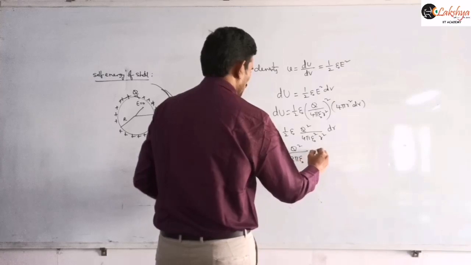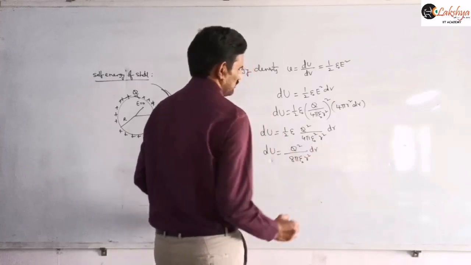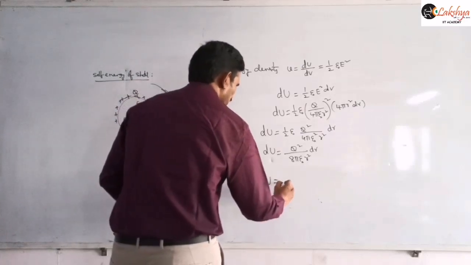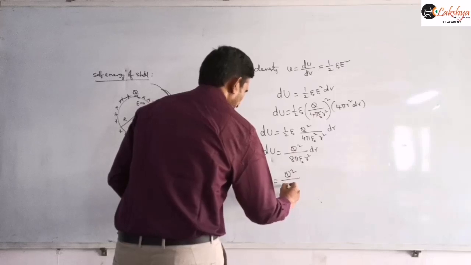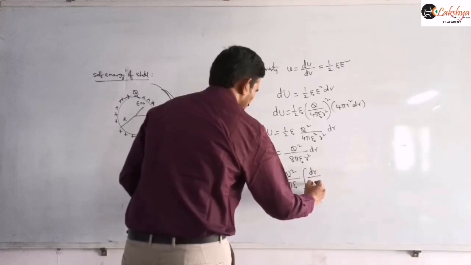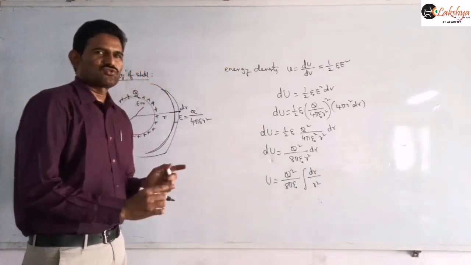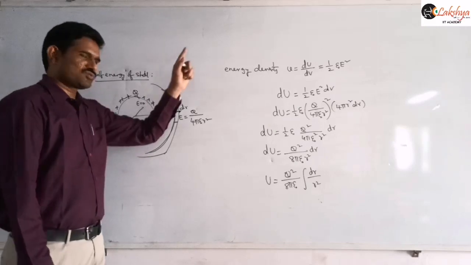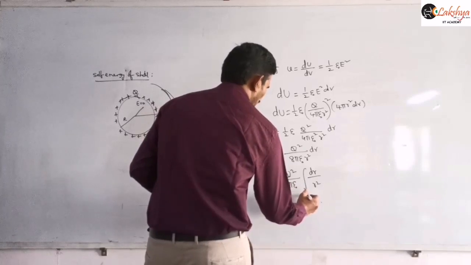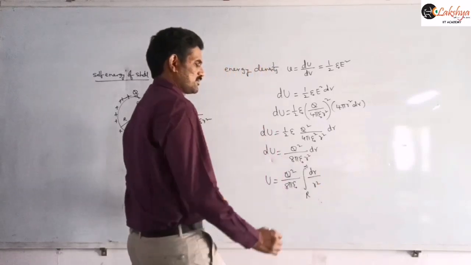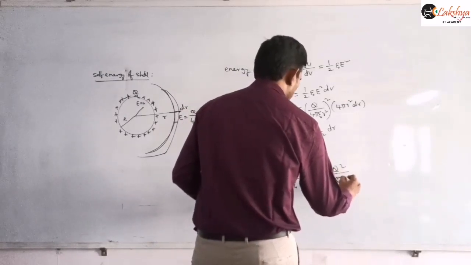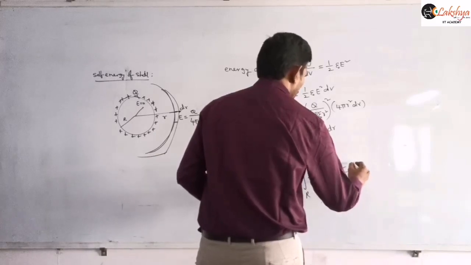Now we need to integrate this. Therefore this self energy is equal to q square by 8 pi epsilon naught into integral of dr by r square. Now from where to where we need to integrate? From surface to the infinity. And therefore I can write this as from r to infinity we should integrate here. So this is nothing but q square by 8 pi epsilon naught into, here this integration is minus 1 by r, and you can substitute the limits here.